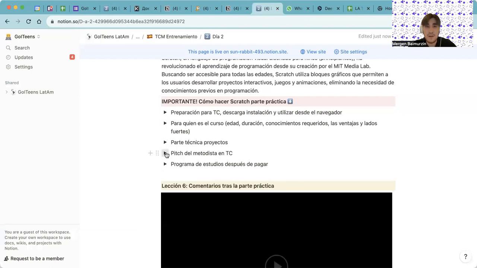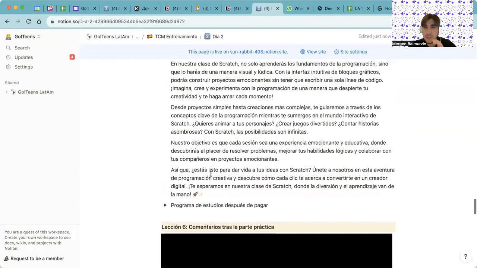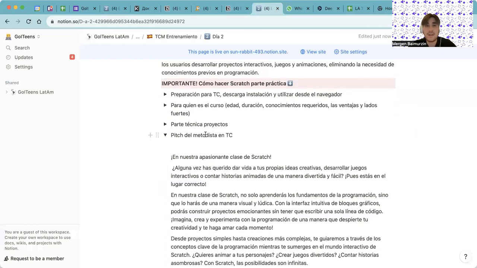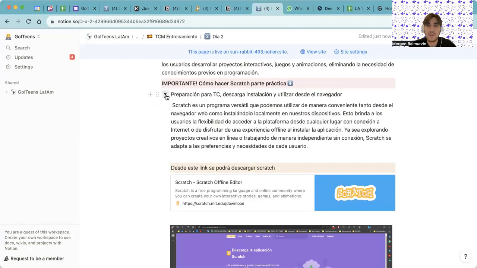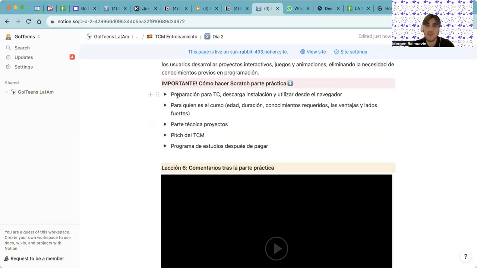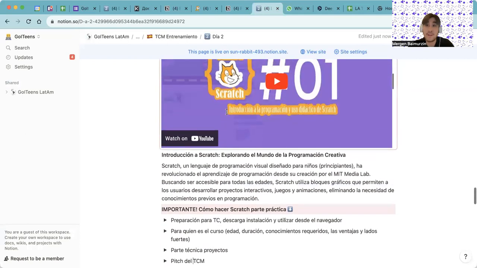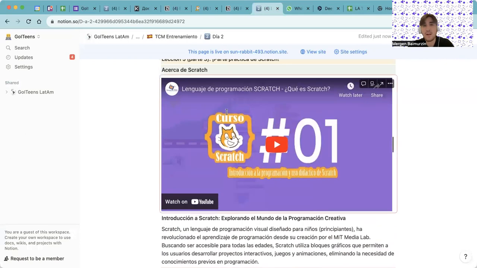A short explanation for the trial class manager, TCM, not Metadista. Metadista is irrelevant. And preparation for the trial class. So this is what they will also learn, and you should learn about Scratch as well, because from the new year they are going to provide Scratch classes, and in the final exam there will also be a Scratch class.